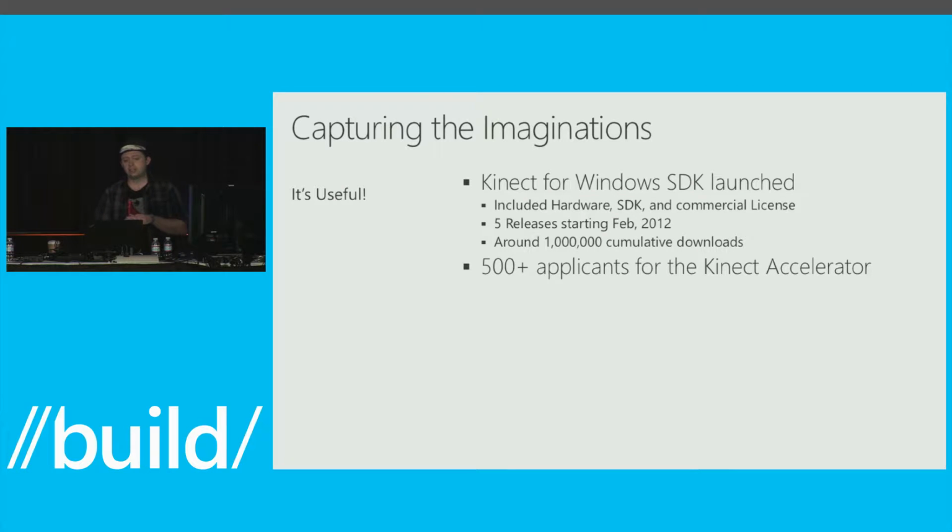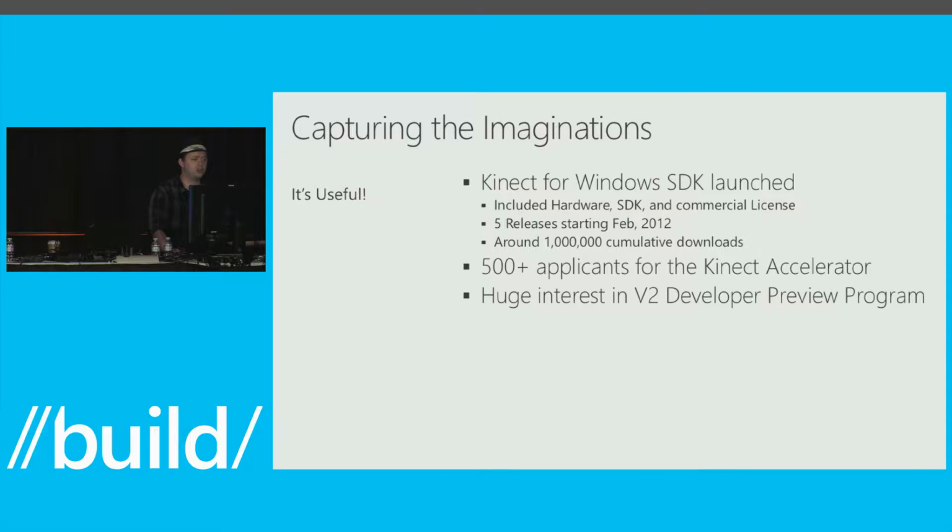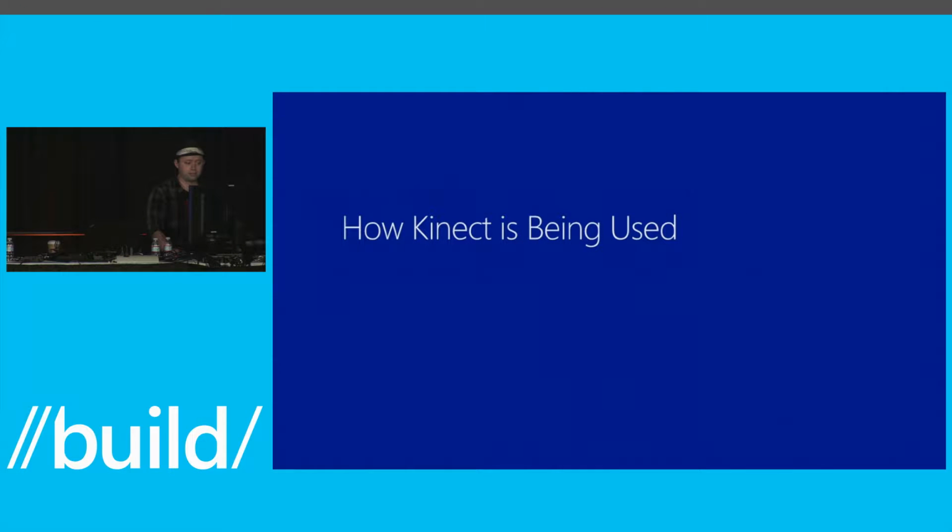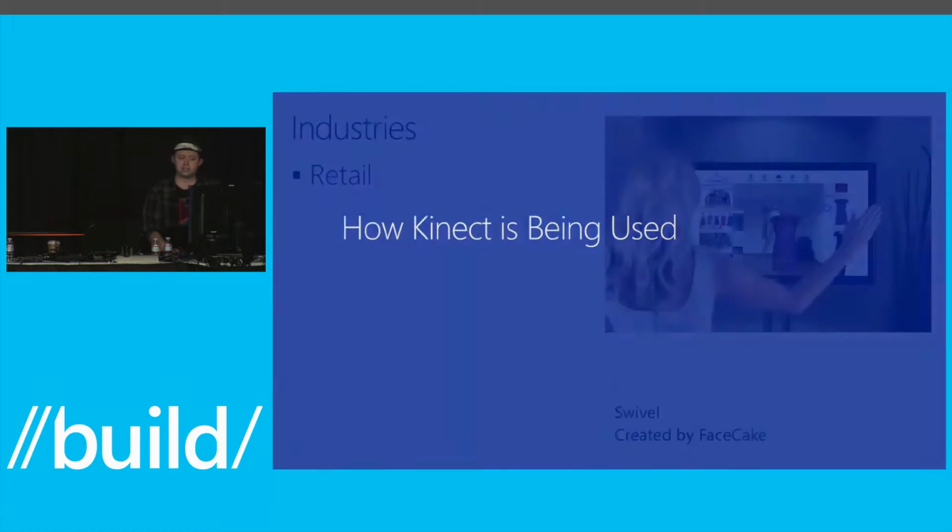Early on, we ran an accelerator program. So this was where we were looking for early stage companies that were trying to bet their business on Kinect. We were expecting about 100 applications. We had roughly 500 applications. So blown away by the level of interest and excitement. We've been blown away again in the V2 developer preview program that we've run at the number of people and the level of interest that we've had in it. And finally, there is already traction across a broad range of industries. So getting into the details of how Kinect is actually being used in businesses today.